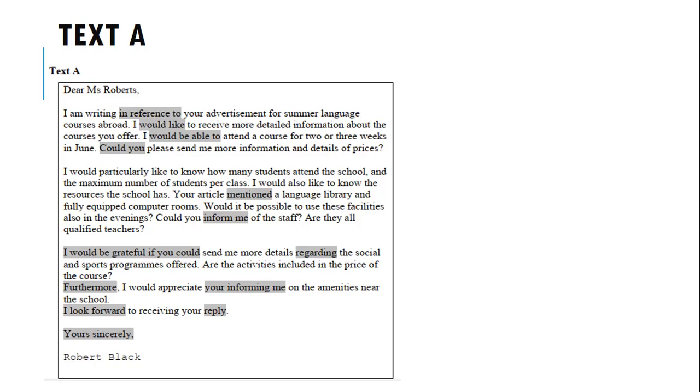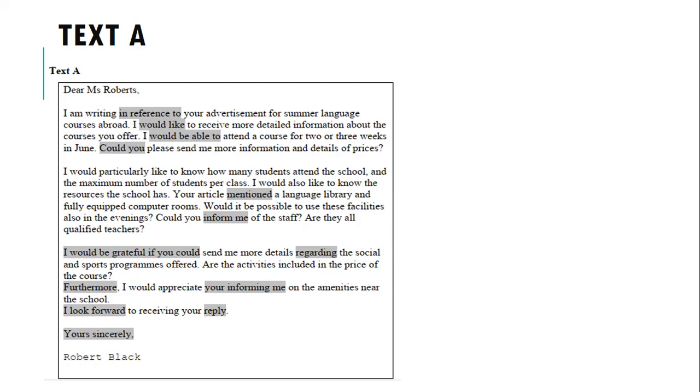Okay, now let's have a look at the term "in reference to." Are you familiar with it? Yes, starting from now on, you have to be familiar. You have to be using this kind of term. I'm writing in reference to your advertisement. What advertisement? Summer language courses abroad.